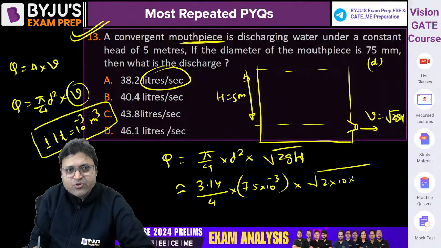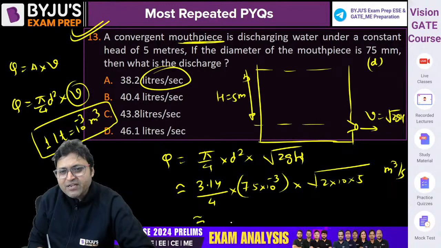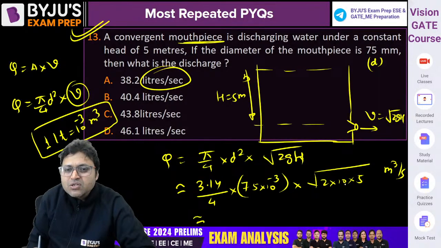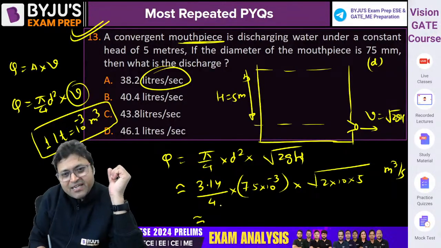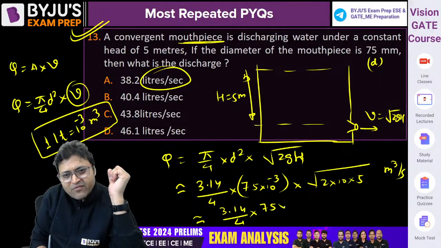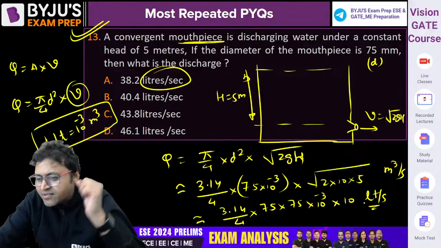2 into 10 into h, that is 5. That will be meter cube per second. So it will be around. Can you solve it? So this will be 10. So 10 into, so in liter it will be 3.14 by 4 into 75 into 75 into 10 to the power minus 3 into 10 liter per second.